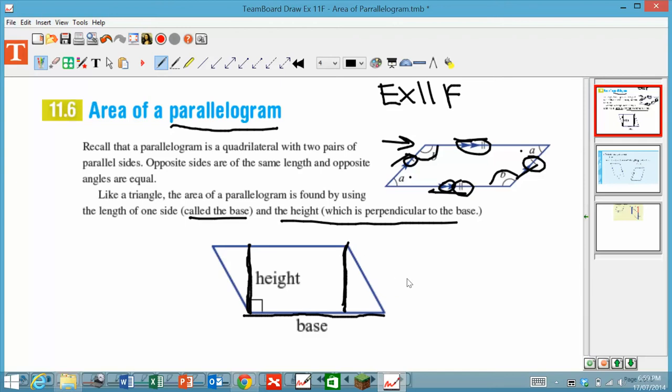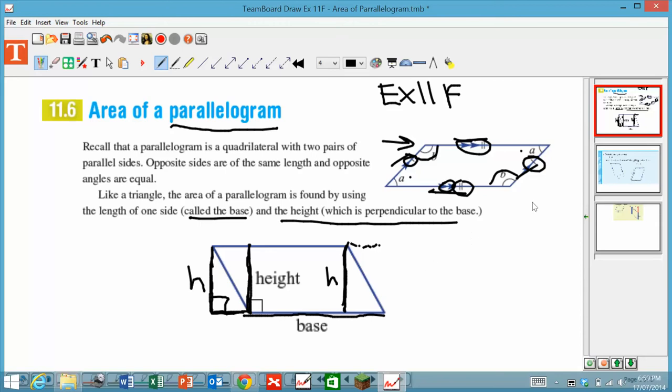I could also extend my parallelogram, like we did with the triangle. I extend the base of my parallelogram, go to the top point, draw a perpendicular line, and I could find my height over on the outside of the parallelogram as well.